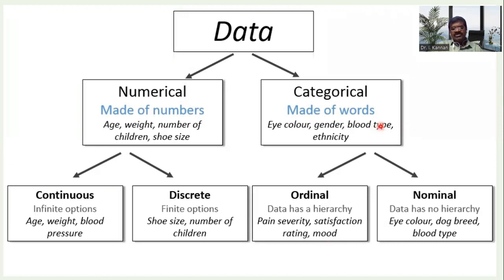Once you identify your variable, you have to chart out what type of data each variable is going to generate. You have to broadly classify them as scale or numerical, then categorical. This is the first task you have to do before deciding what statistical test you are going to do.